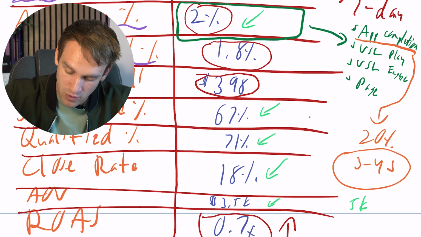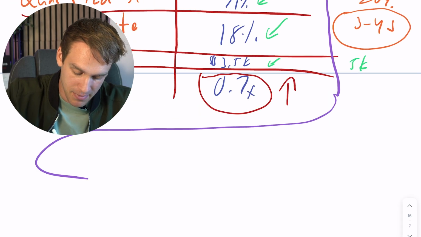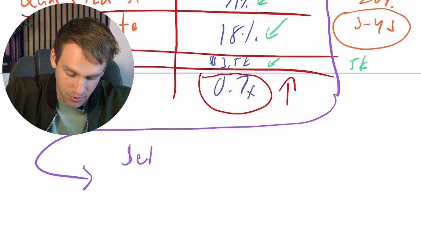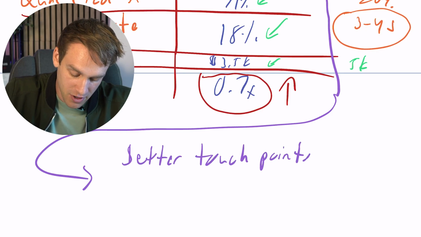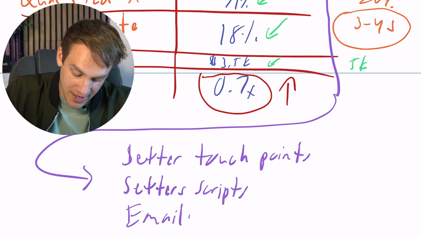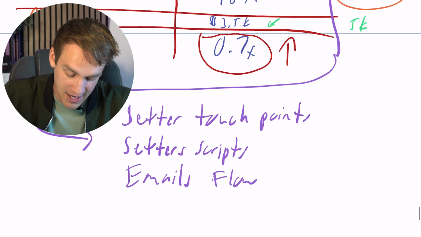If it was show rate, for example, here, let's say that we identified that show rate was our big bottleneck and big issue. It could be, all right, what are our setter touch points? Like how many times are we actually reaching out to prospects before the call? What are our setters actually saying? Our email flows, do we actually have them? And if you do have them, what are they saying?